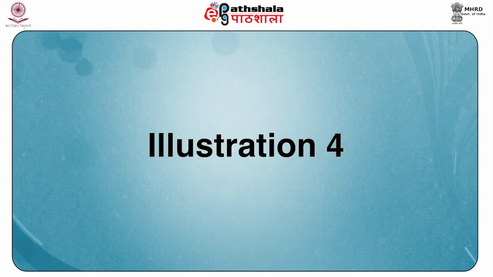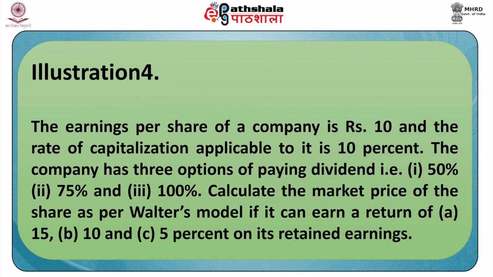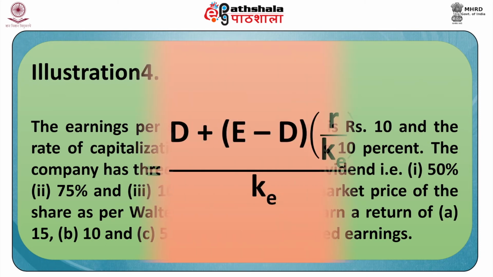Now let us see one more illustration, illustration 4. The earning per share of a company is rupees 10 and the rate of capitalization applicable to it is 10%. The company has three options of paying dividend. First 50%, second 75% and third 100%. Calculate the market price of the share as per Walter's model if it can earn a return of A 15%, B 10% and C 5% on its retained earnings.